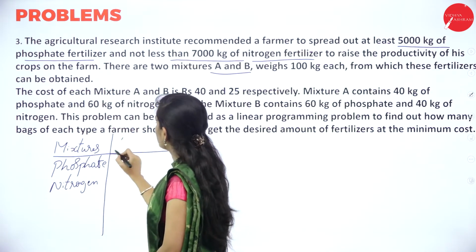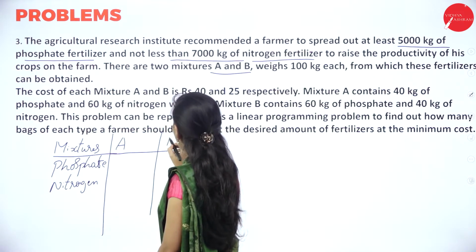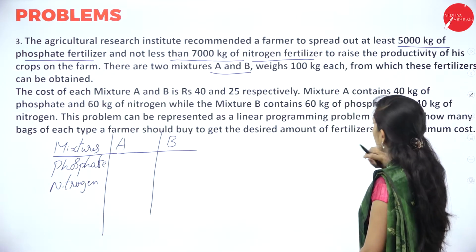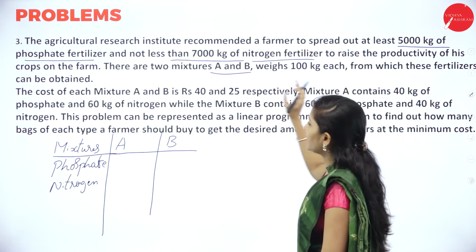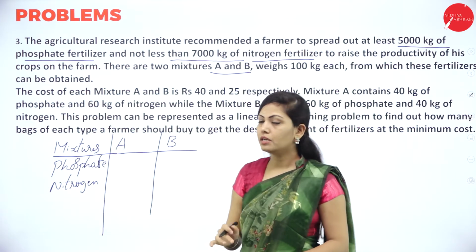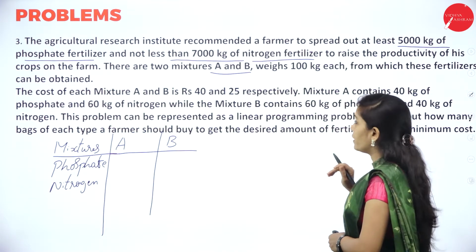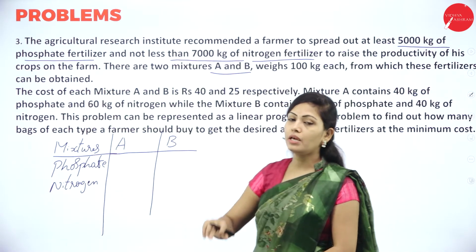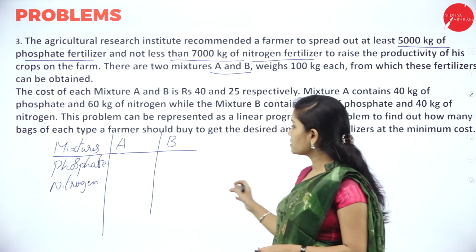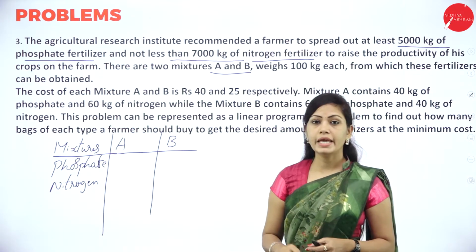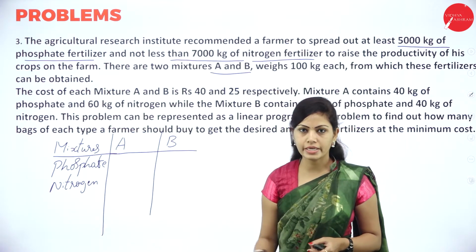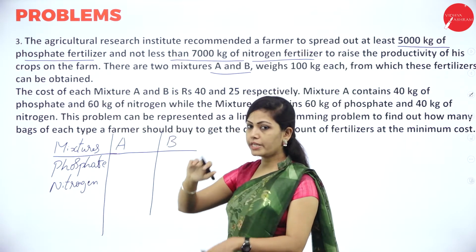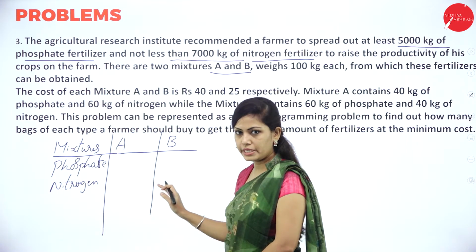So, we have two mixtures called A and B, weighing 100 kg each, from which these fertilizers can be obtained. Each mixture weighs 100 kg, and next you have to write the cost of each mixture.